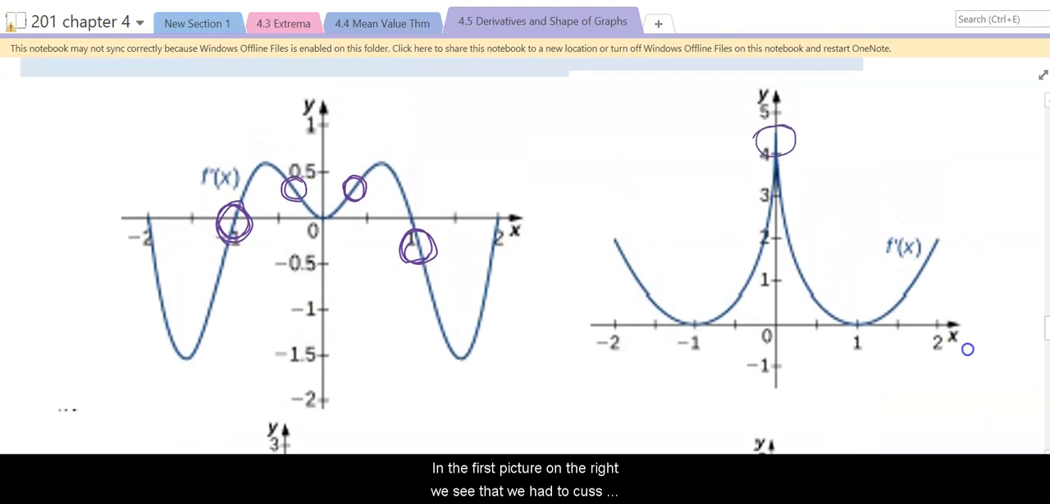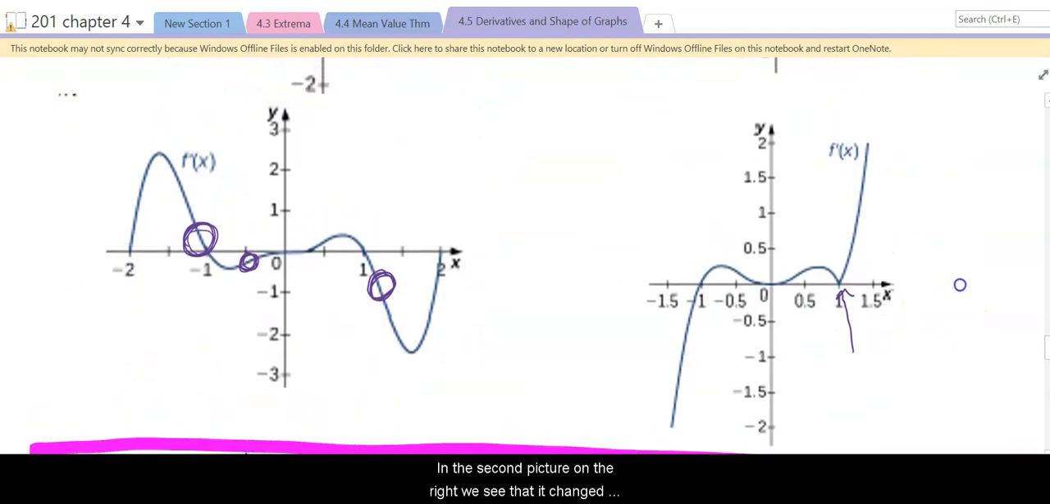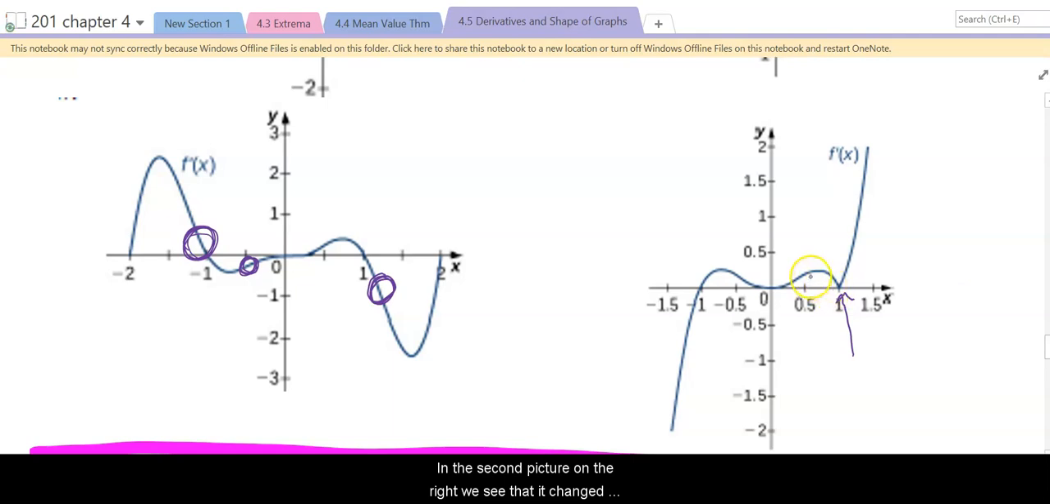In the first picture on the right, we see that we had a cusp, but it remained concave up on both sides. In the second picture on the right, we see that it changed on the left from concave down to concave up on the right.